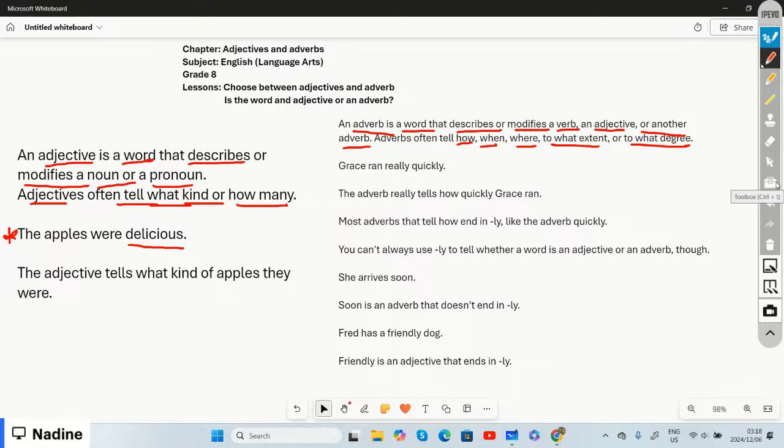And if we look specifically at adverbs, it tells us how. Remember, we say that adverbs tell us how, they tell us when, they tell us where, to what degree, and to what extent, right? And if we look at an example, it says Grace ran quickly.